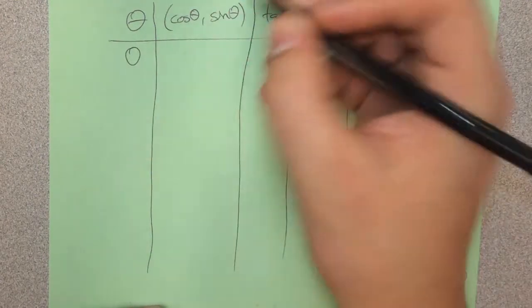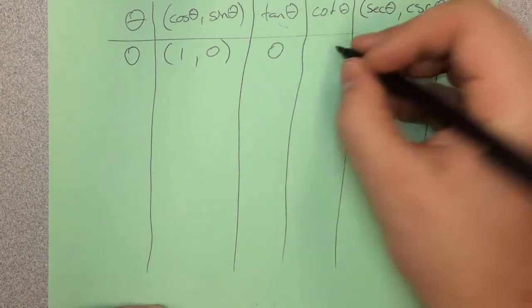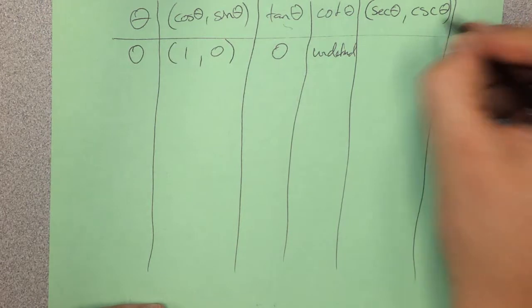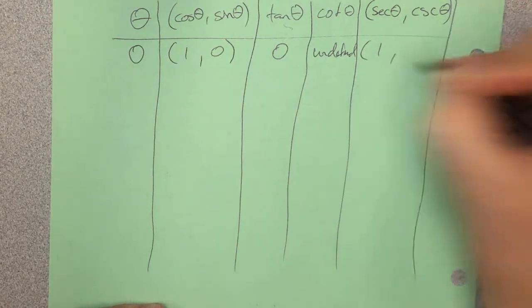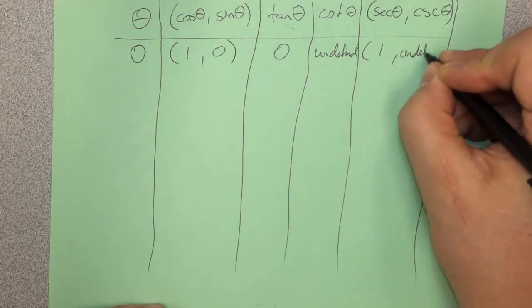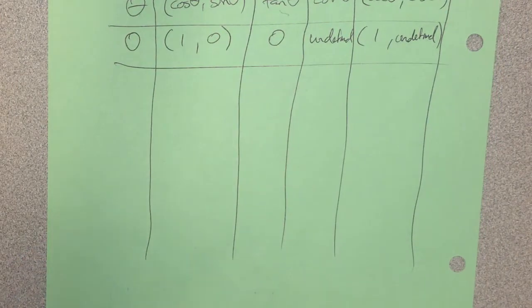So when theta is 0, cosine's 1, sine is 0, tangent is 0, cotangent's undefined. And then, let's see, secant would also be 1, and cosecant would be undefined. Okay, so that's for a theta of 0.